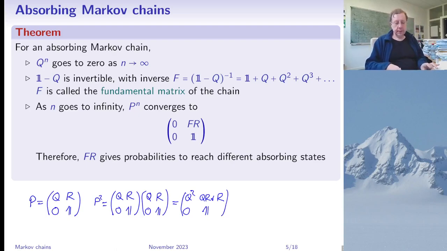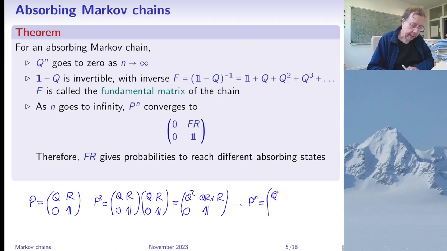And then it's easy to see by induction that if we keep going like this, P to the n will be given by Q to the n. Then I will have something where I can factor the R, so I will actually have identity plus Q and so on up to Q to the power n minus 1, times R. And the bottom blocks will always be 0 and identity.